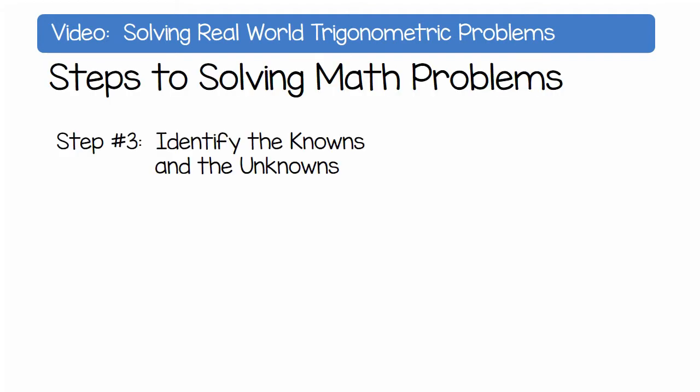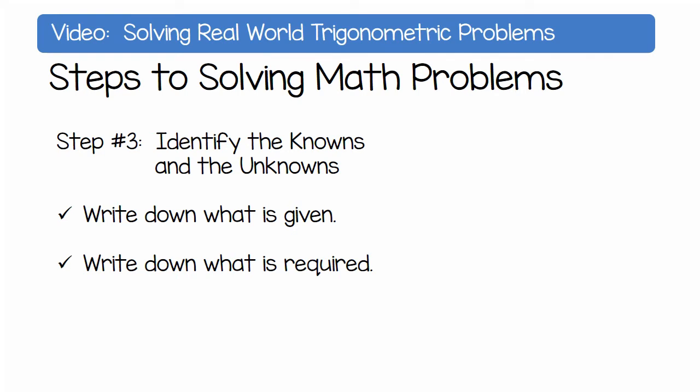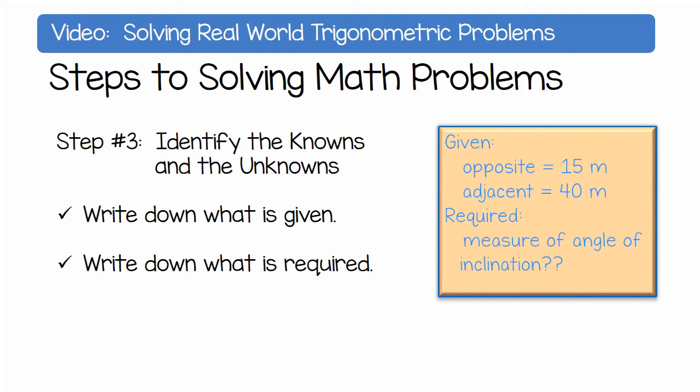Step number 3, identify the information that's given, the known values. Write down what is required, the unknown values. So, what's given in the question? Opposite is 15 meters. Adjacent is 40 meters. And what we are required to find is the measure of inclination.